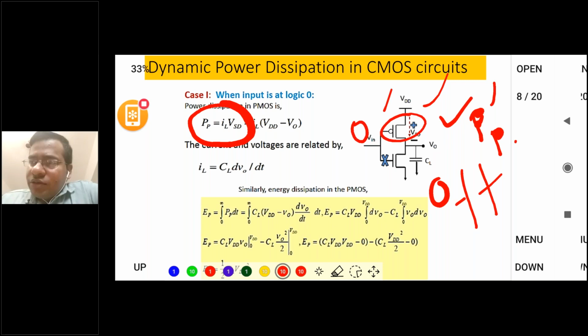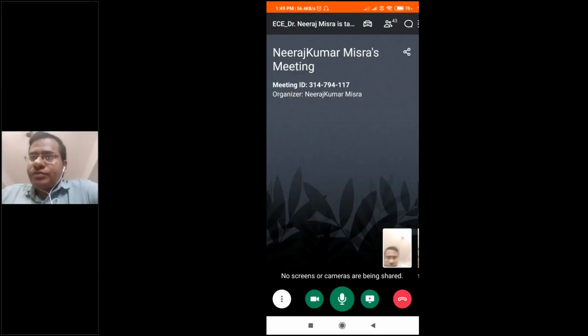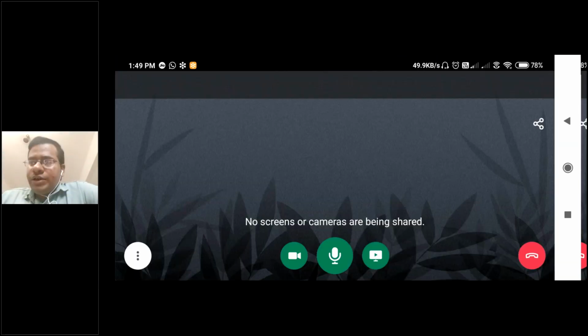Okay, so now it is very clear. If logic is 0, your PMOS is on, and PMOS has dissipated the power or consumed the power, and NMOS is in the off state. That means this transistor is not consuming any power. So your full concentration is on the PMOS transistor. Whatever equation you apply in the circuit is only based on the PMOS transistors.